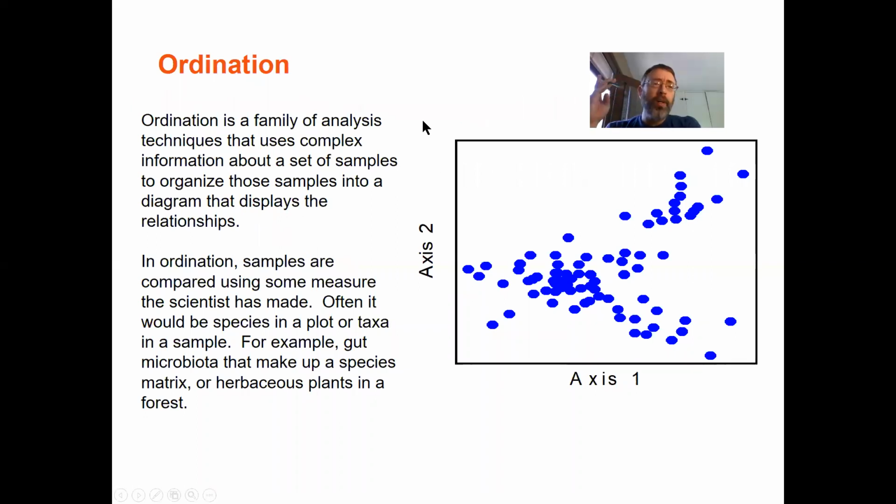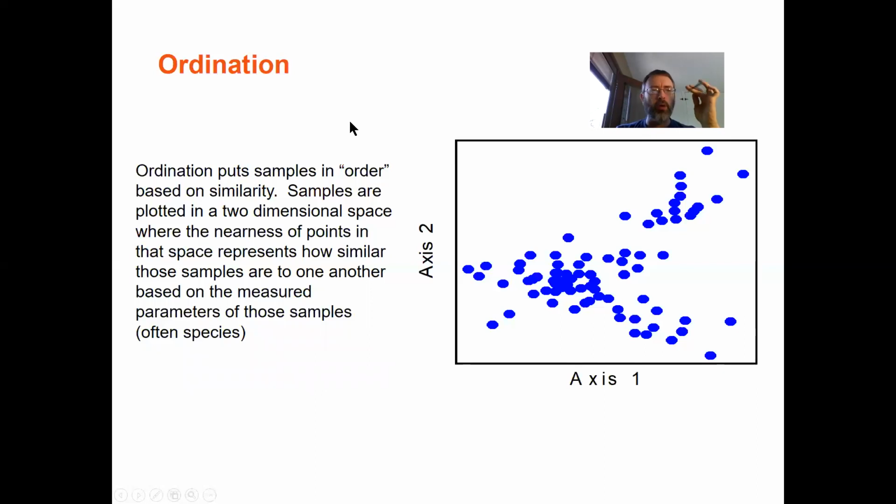Okay, so ordination is a family of analysis techniques that uses complex information about a set of samples to organize those samples into a diagram that displays the relationships. In ordination, samples are compared using some measure the scientists have made, most often species in a plot or taxa in a sample, gut microbiota that make up a species matrix, or herbaceous plants that are collected in plots. So you have a complex matrix of information about each point. Each of these would be the sample. And then you use ordination to organize those samples into a two-dimensional space.